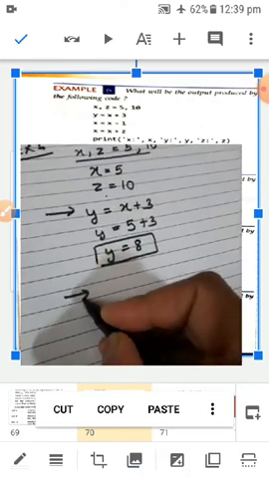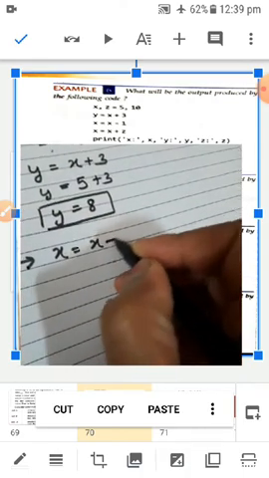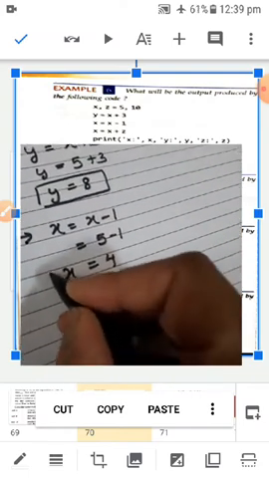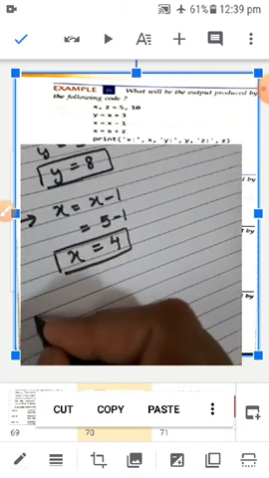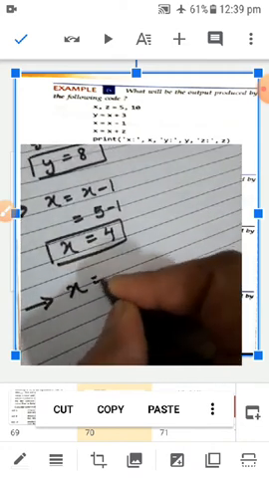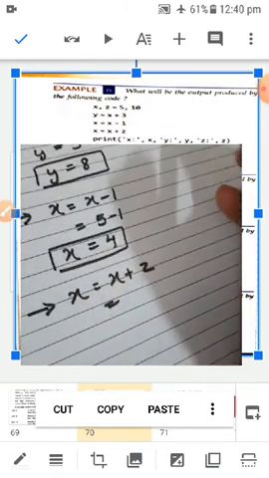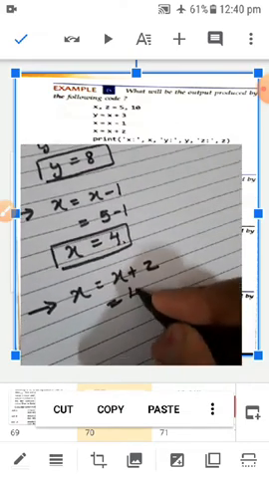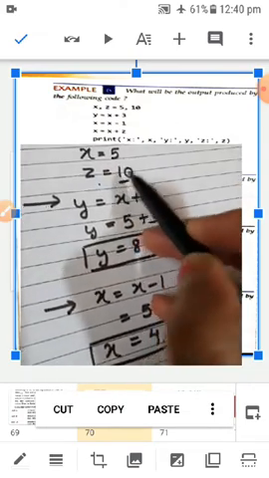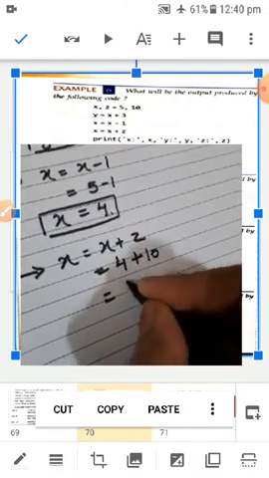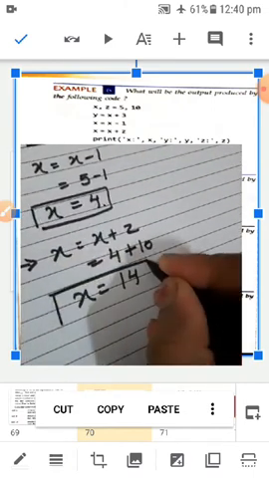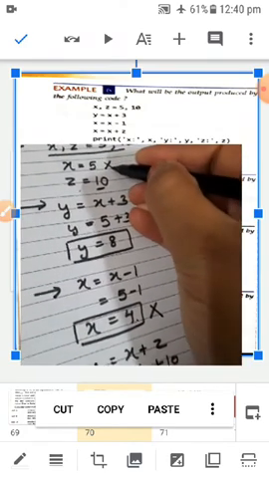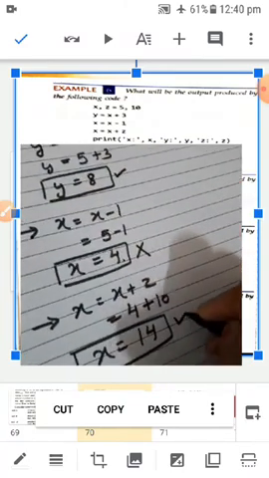Now y value is 8 here. New statement, x equal to x minus 1. x is 5 minus 1, that is 4. Now x is 4 here. Okay, next statement, x equal to x plus z. Now for x, you are not going to use this old 5, you are going to use this new value. 4 plus z, z is 10 here. Put 10, you will get 14. x value is 14 here. So this old x value is cancelled. You have these two new values.